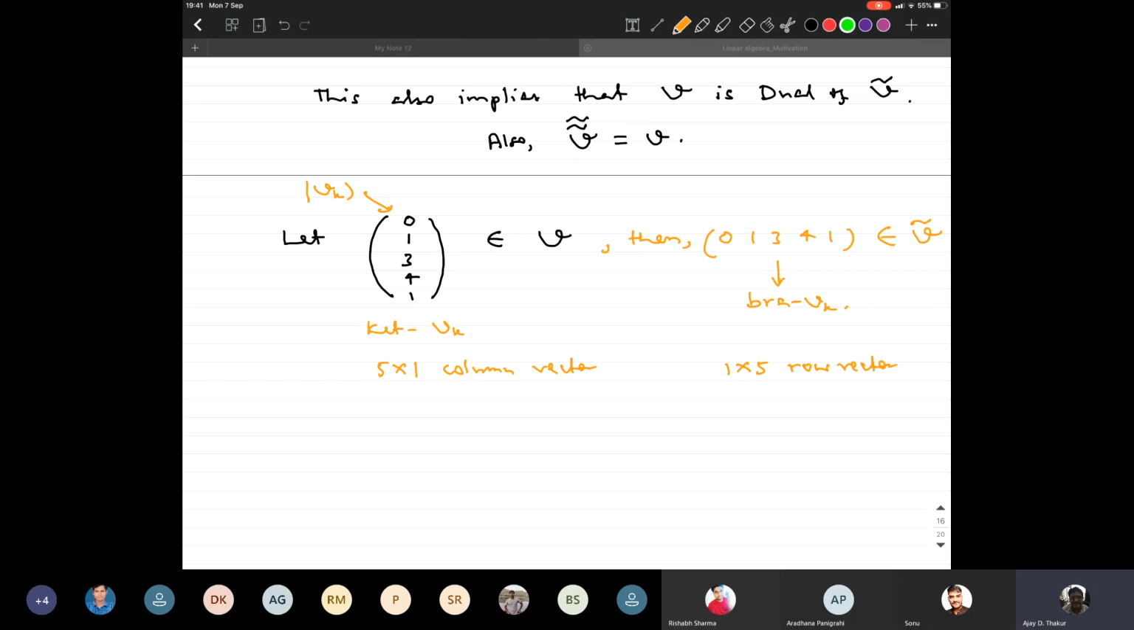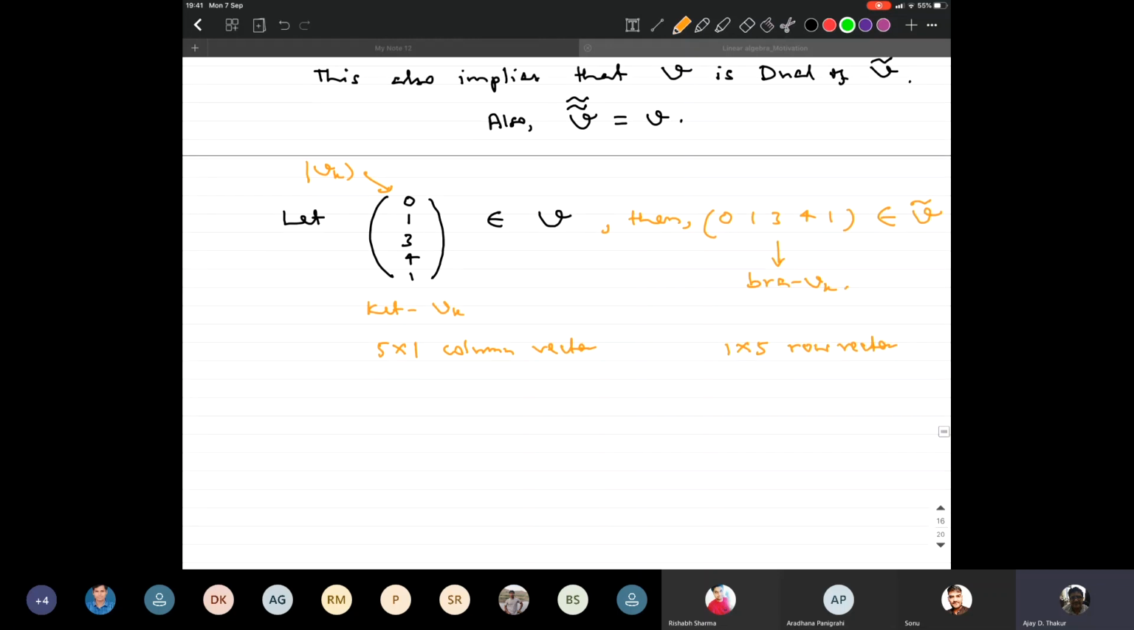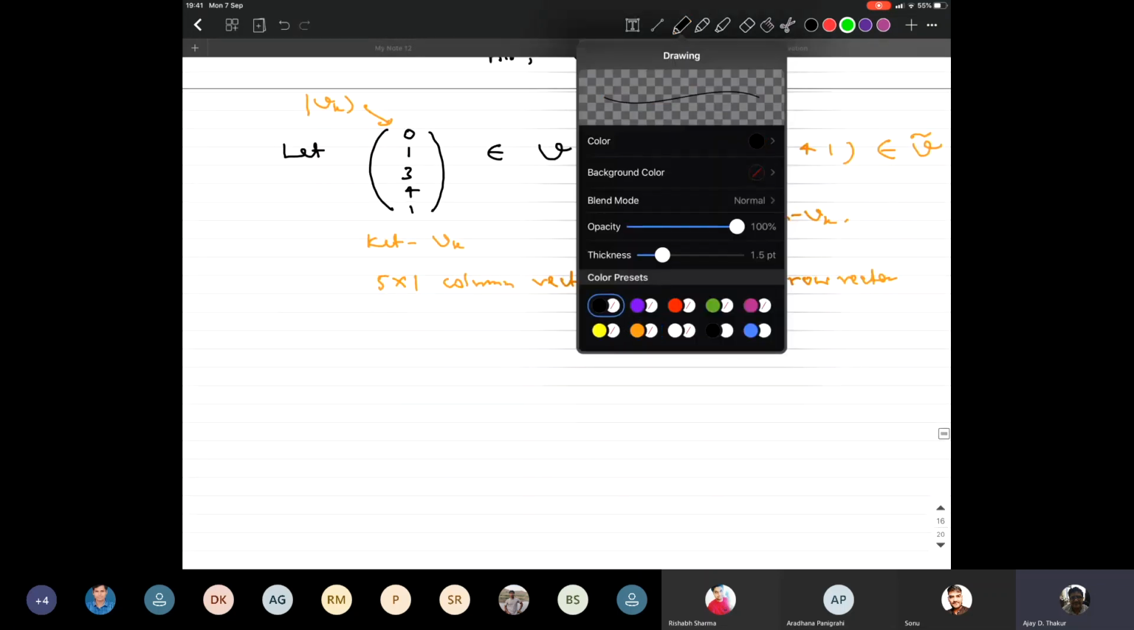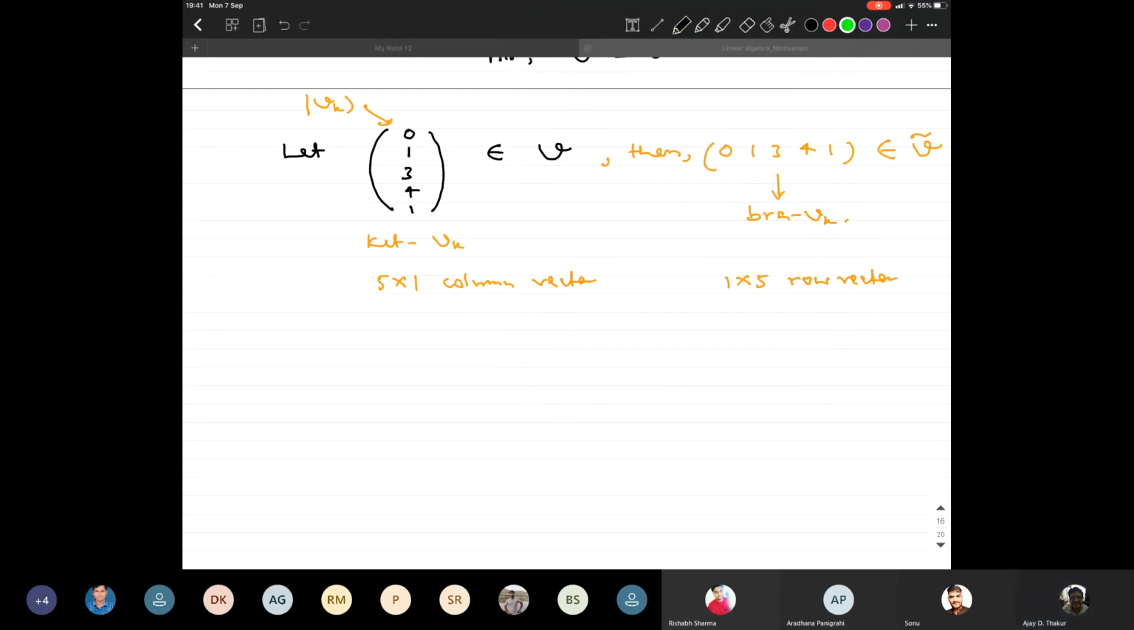Okay, so now let's talk about, whenever there are these kinds of vectors, the next thing that one needs to understand is the idea of the inner product of two vectors.